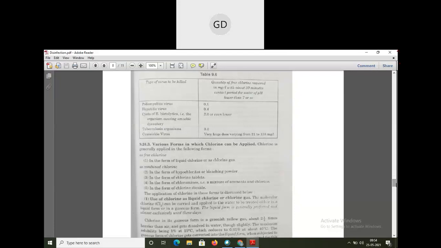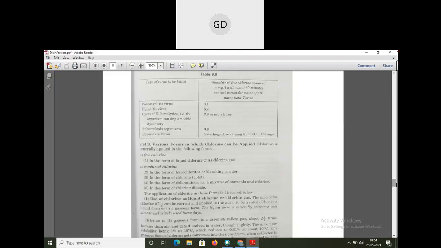Okay, what are the various forms in which the chlorine can be applied? This chlorine is generally applied in different forms. So what are those forms? Number one, it is applied in the form of liquid chlorine, or you can say in the form of chlorine gas, to the water, obviously.